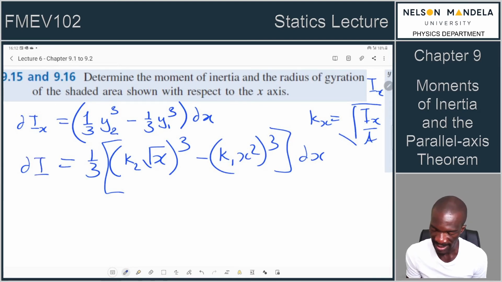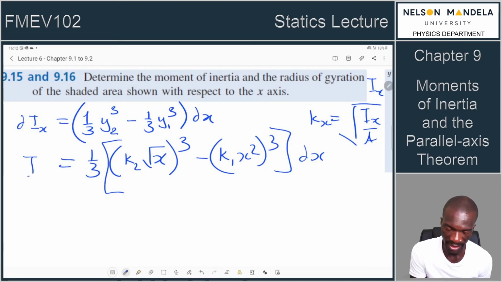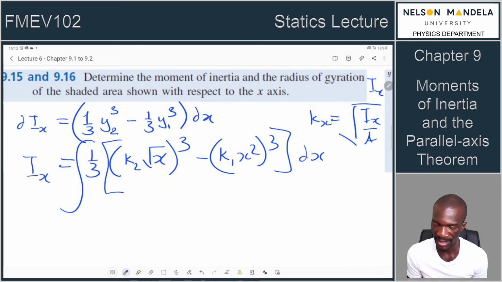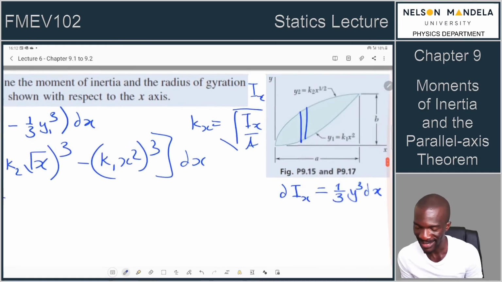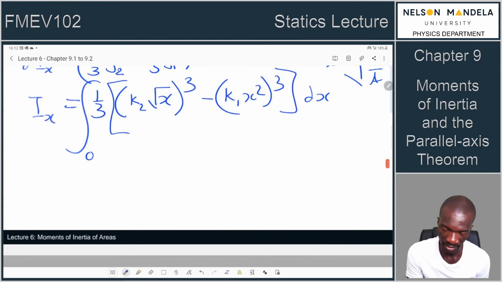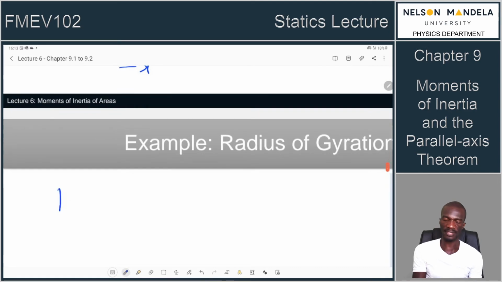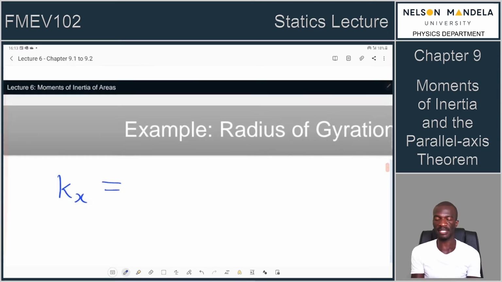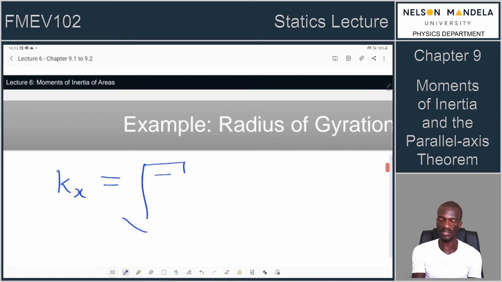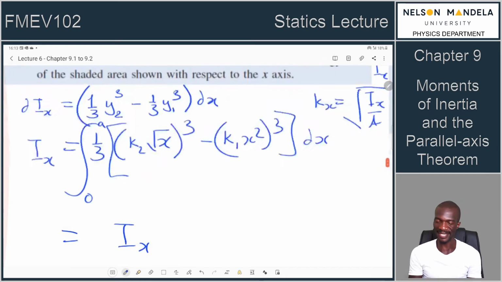So let's just write the I then. The I, which is the integral, is simply that integration from 0 up to a. And then you find, let's just call this one your Ix. So if you want to find your radius of gyration about that axis, all you need is your Ix divided by the area. And how would you get this area?